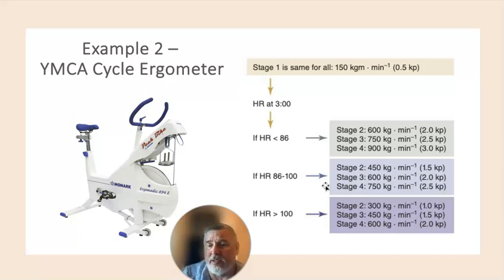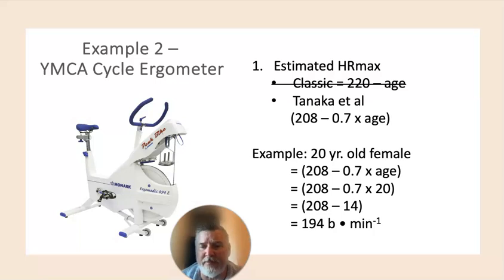Now, if you have a heart rate response greater than 100, you'll do this protocol, and you won't switch back to this one based on your heart rate response. You'll stay on this protocol the entire time. What you try to do is get 2 heart rate responses above 100 beats per minute.